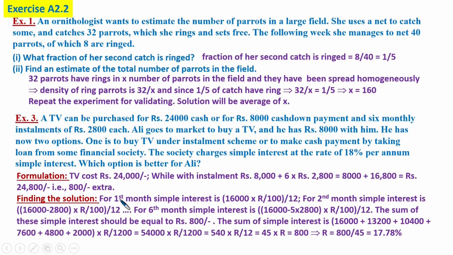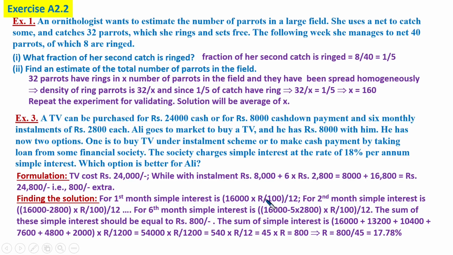So I can do a little calculation. First month, simple interest is on 16,000 rupees. This is rate of interest R by 100, and divide by 12 because it's 12 months. For the second month, the simple interest will be on 16,000 minus 2,800, because the shopkeeper has already got 2,800. Similarly it will go on till 6 months, and for the 6th month the simple interest is on 16,000 minus 5 into 2,800.